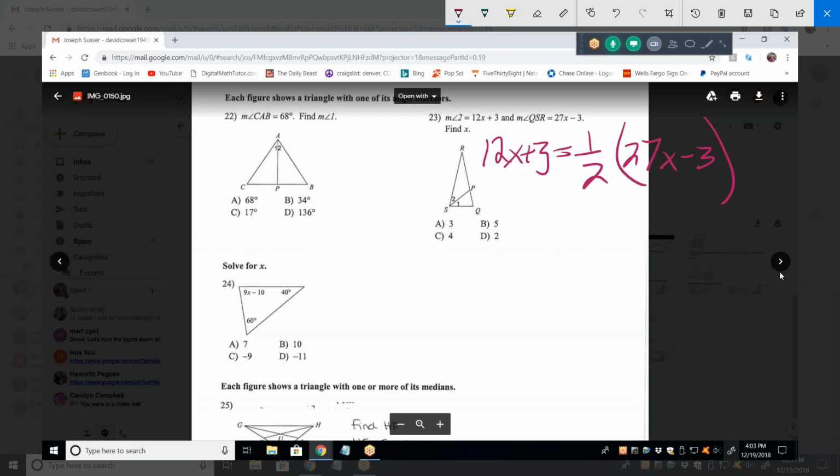Let's go through the solution. First step. Half of 27... There's a better first step, isn't there? I was going to have you distribute the half. What's a better way to get rid of that 1/2? Multiply both sides by 2. The reason that's better is you don't have fractions. If I distribute that 1/2, I'm going to have 13.5x and 3 halves, two different fractions. Whereas if I multiply both sides by 2, I get 24x plus 6 equals 27x minus 3. Now no fractions. x equals 3.